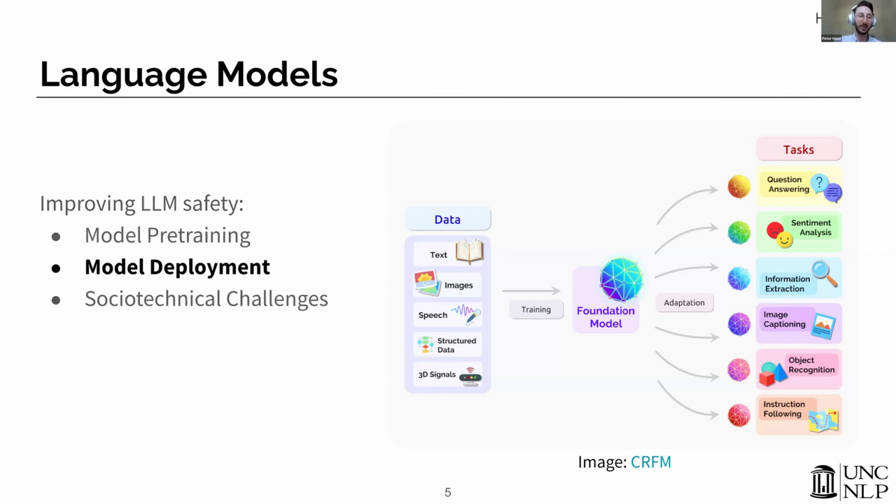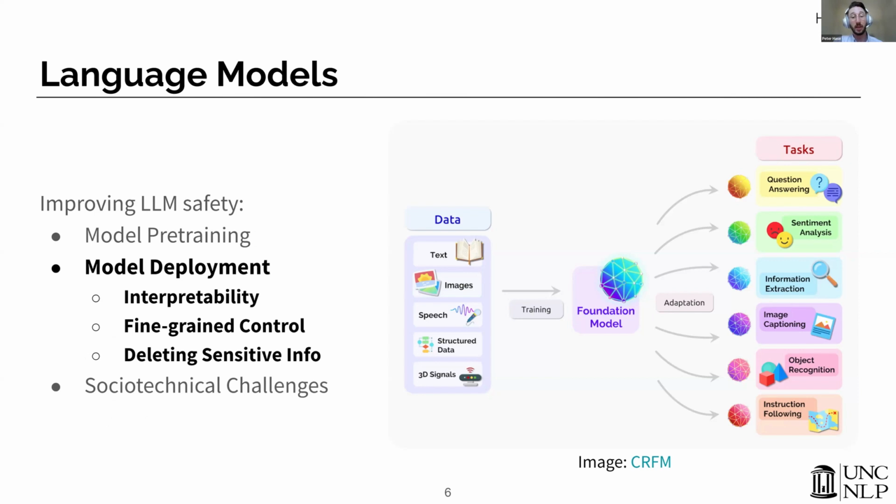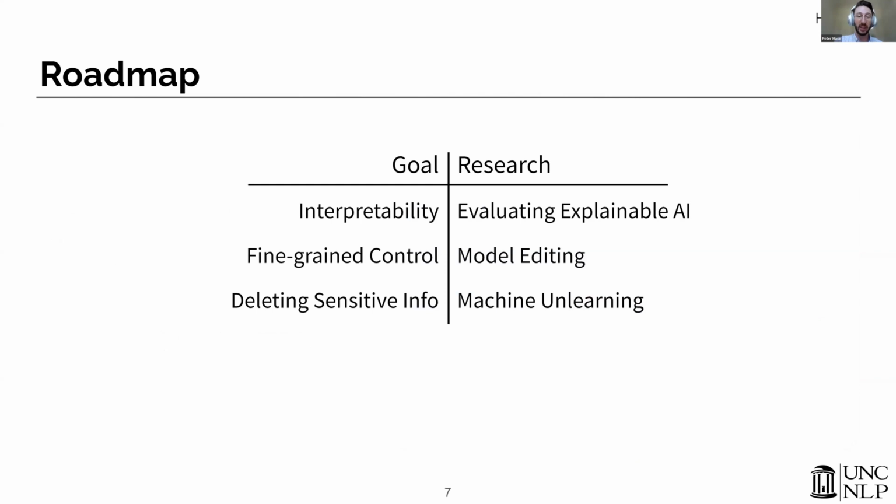It happens that the work we've done mostly thinks about model deployment. So it's like you have a language model and you want to do things to better understand it and to make sure it works as intended. So three topics I'll end up talking about, and this is what we'll go into next, are interpretability of these kinds of language models, fine-grained control, and lastly, some application work in deleting sensitive information from the models. Okay, so that's the roadmap for today.